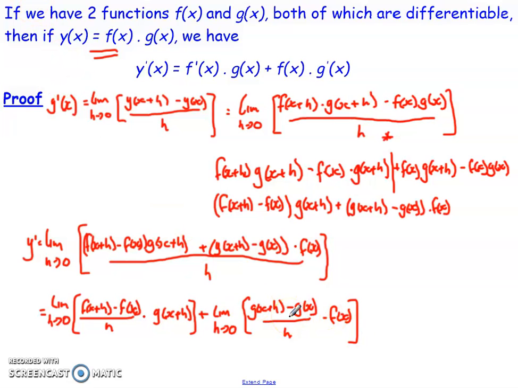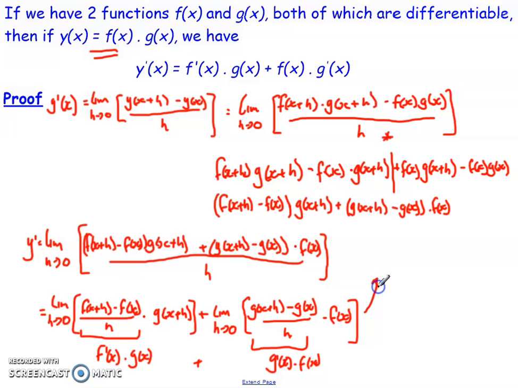Now if you look at each of these parts, what you'll notice is this here, the f of x plus h minus f of x over h, that there is the definition of the derivative, f dashed of x. And the limit as h tends towards 0, this becomes just g of x. So that can be written as f dashed of x times g of x. And then this second part is the same logic. This here is the definition of g dashed of x. And then I've just got f of x on its own, so I've got times f of x. And I've got my add in the middle because I've split it.